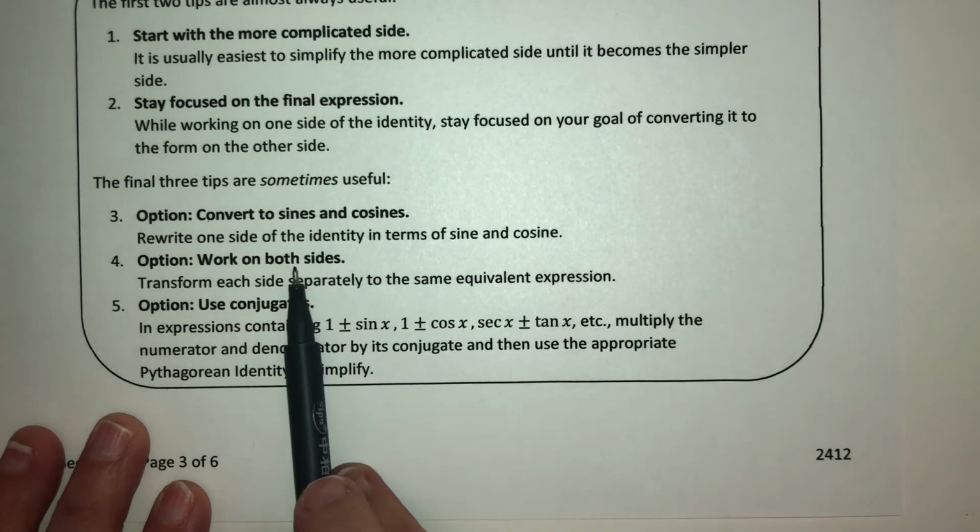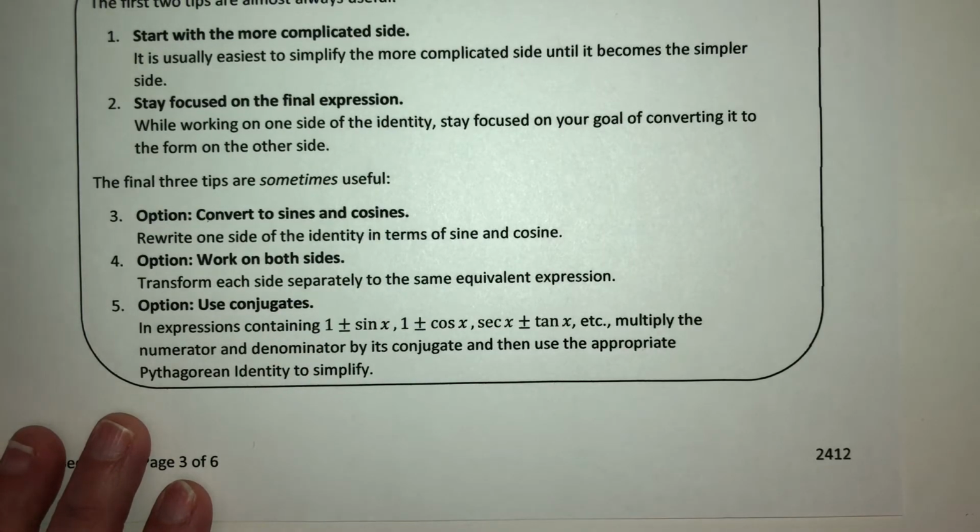Occasionally, you're going to have an identity where both sides are kind of complicated. So it won't make as much sense to start with a more complicated side and try to convert it to the simple side. We may want to simplify both sides and try to end up at the same place.